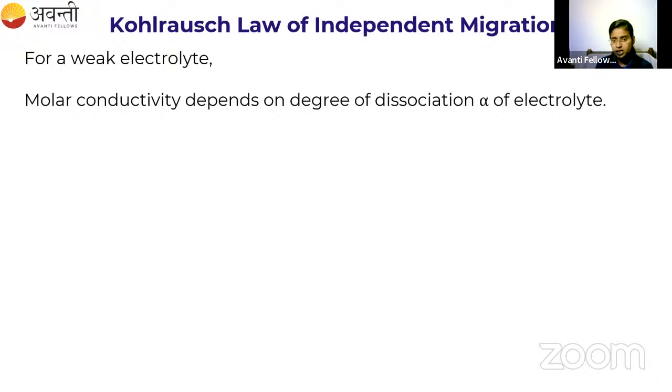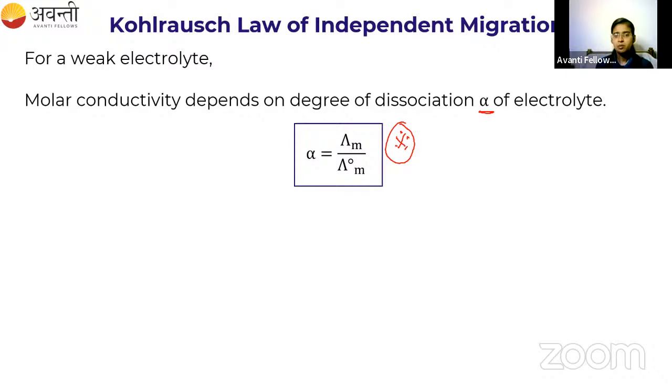I already told you, the degree of dissociation is denoted by the letter alpha. So for a weak electrolyte, it depends on the alpha value. What is alpha? Alpha is equal to lambda m divided by lambda m naught, which is a very important formula. Molar conductivity divided by limiting molar conductivity will give you alpha. Weak electrolytes, as I already told you, are weak acids and weak bases.